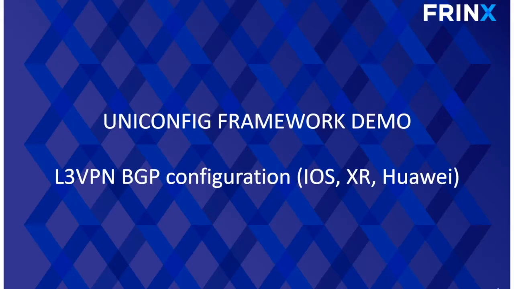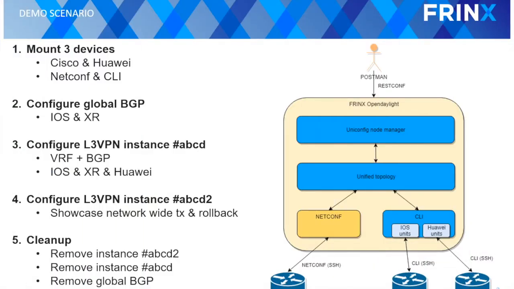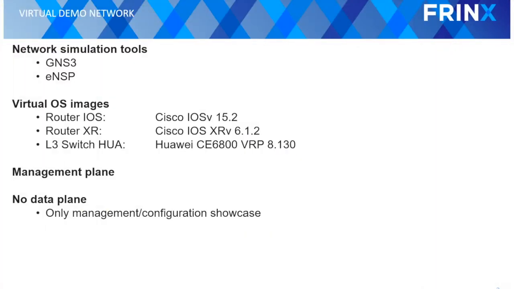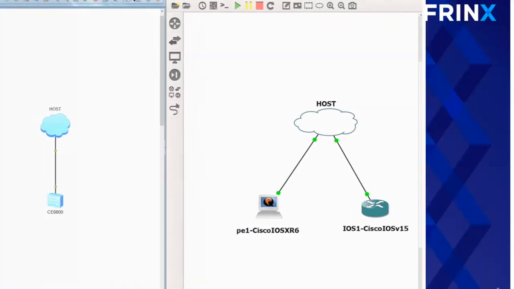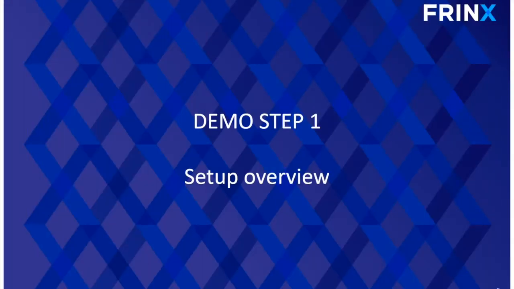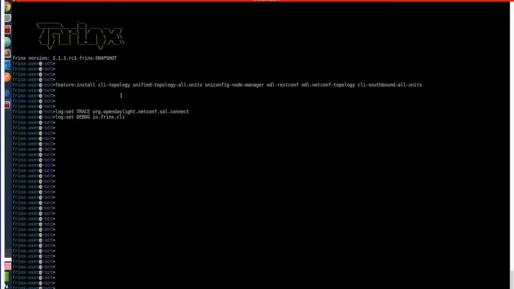This is a demo about the FRINX UniConfig framework. The setup has 3 devices connected to FRINX ODL running UniConfig. And we have a Cisco classic iOS device, an XR device, and a Huawei running VRP 8. We run a GNS3 instance and a virtual Huawei instance.